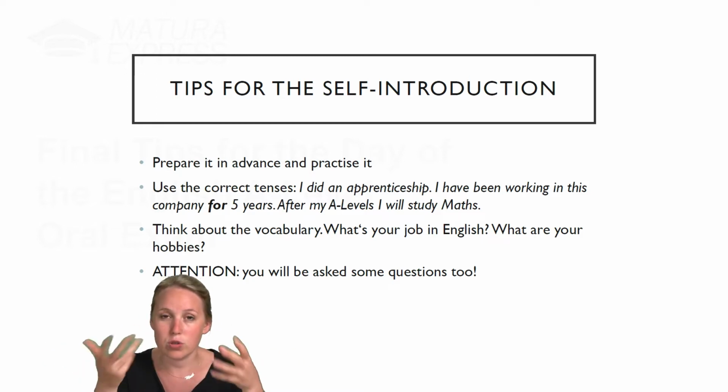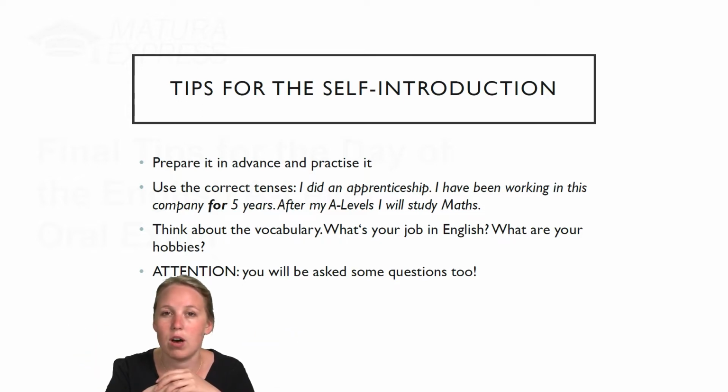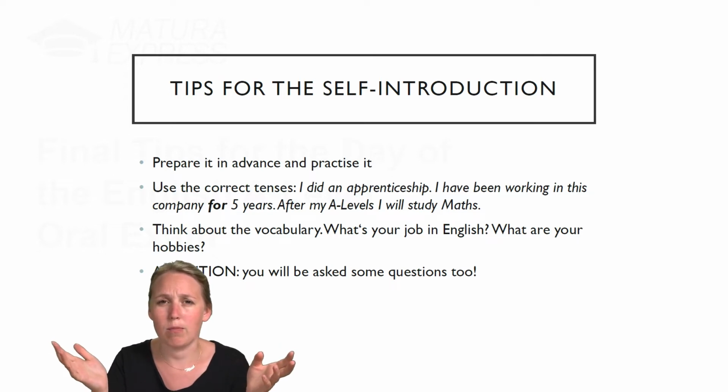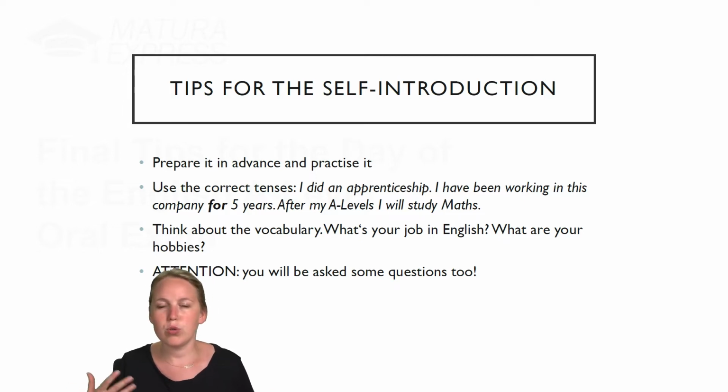If you don't, then I worked there for 5 years, but now I'm here, and I quit my job 1 year ago. But if you're still working there, you need to use the present perfect progressive. Good. And then after my A-levels, I will study maths. So in the future, you will study maths, because it's not sure, but you are thinking about that. So keep the tenses in mind.